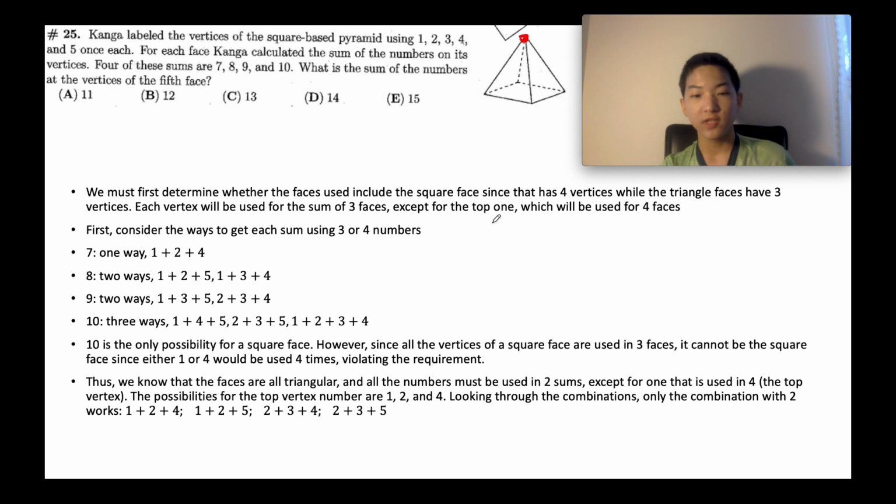So the possibilities for the top vertex number are 1, 2, 4. Those are the only numbers that appear as an option in every single one of these options. Looking through the combinations, only the combination with 2 works. So for example, if we choose 1, let's say we choose this one, the first one for this one, and this one, this one. Notice that this 5 is used 3 times, invalidating this combination.